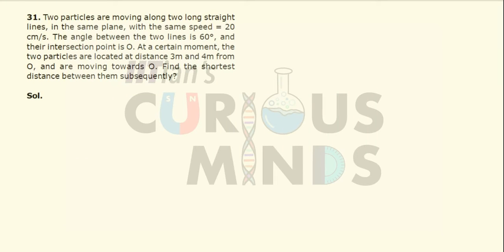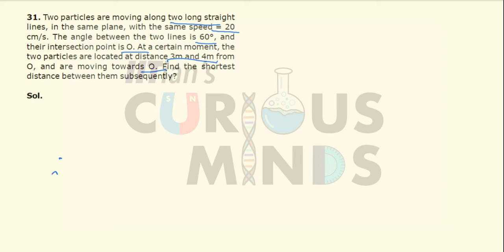Two particles are moving along two straight lines with the same speed, 20 centimeter per second. The angle between the two lines is equal to 60 degrees and their point of intersection is O. At a certain moment, the two particles are located at a distance of 3 meter and 4 meter from O and are moving towards O. Find the shortest distance between them.